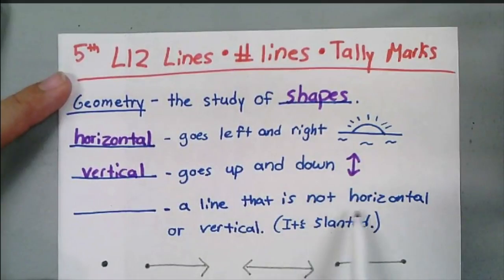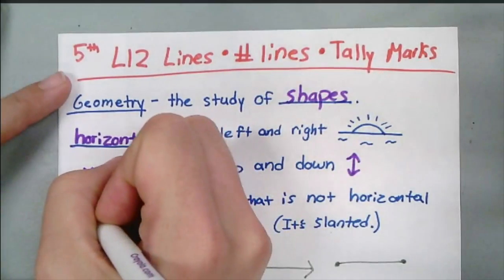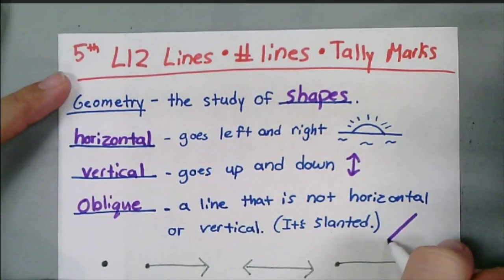A line that is not horizontal or vertical and is instead slanted, we call an oblique line. So a line like this that's on a slant is considered oblique.